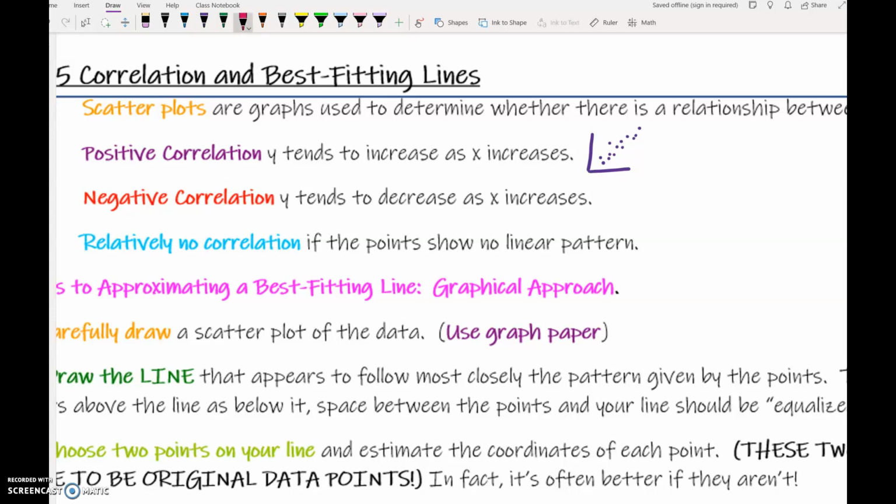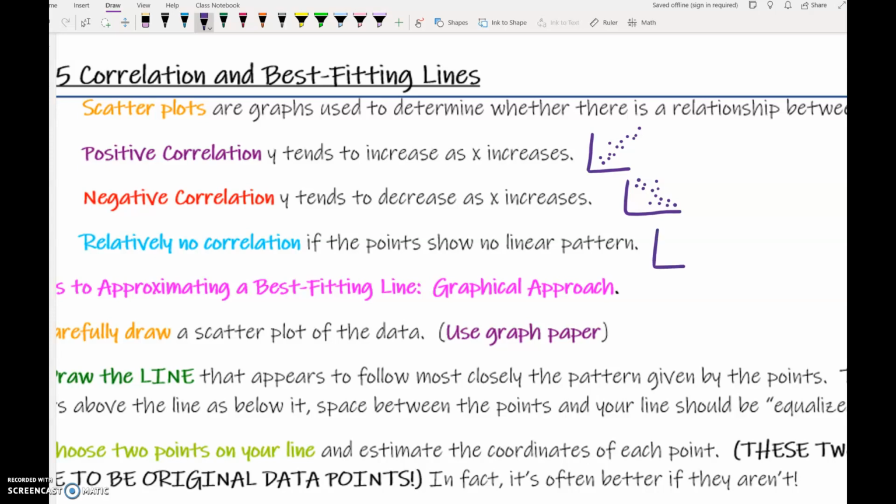Negative correlation happens when the points tend to have a negative slope. So they start up here and they're kind of scattered, but generally if you put a line to those points, it would have a negative slope.